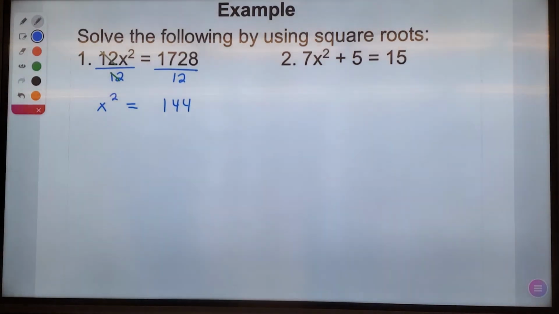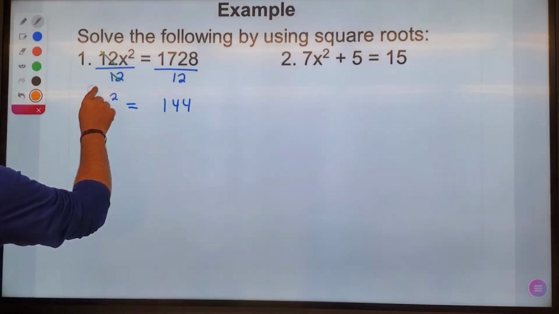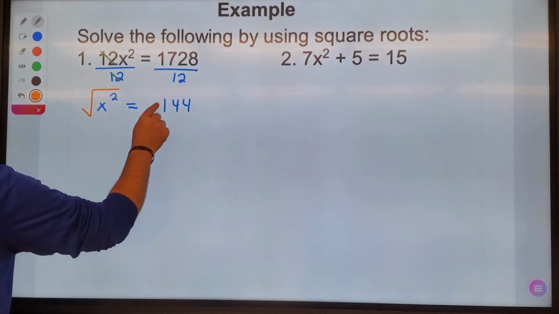Okay. At times, you start the problem right here at this step. So if you start here, then you go straight to the next step that I'm about to do. But if you have a coefficient on that x squared, you need to divide like we just did. Okay. From here, then you take the square root of both sides. Again, what you do to the left side of an equation, you have to do to the right side.